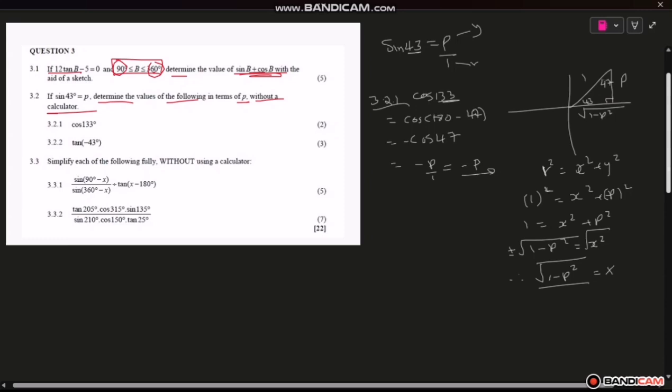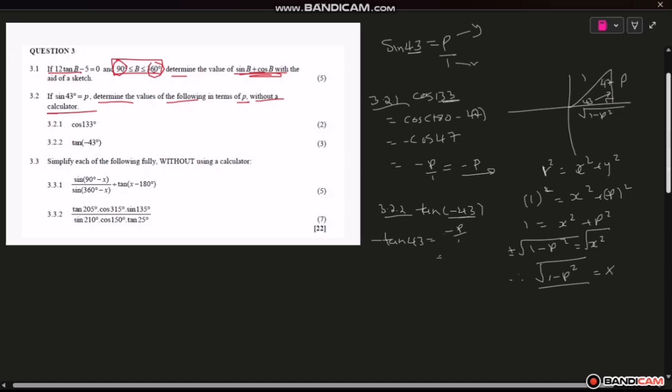I hope you understood this. Very, very important. This is a question from a past question paper, 3.22. We have tan negative 43. I told you in the previous video that negative angles are found in the fourth quadrant. Therefore, tan will be negative 43. Therefore, you can actually solve this as negative y over x. So it's going to be negative p.